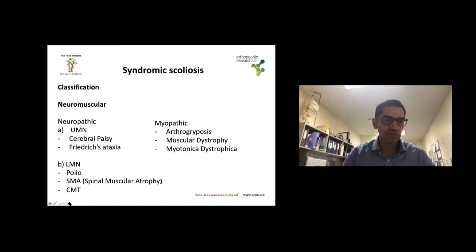Moving on to syndromic scoliosis, this includes a large number of conditions that could cause it. You divide it into neuromuscular. Neuromuscular scoliosis can be divided into neuropathic and myopathic, and each of these has a number of conditions under the categories. I'll go over some of them because they're quite relevant to the exams. You might get them as clinical patients or in viva stations or even MCQs.